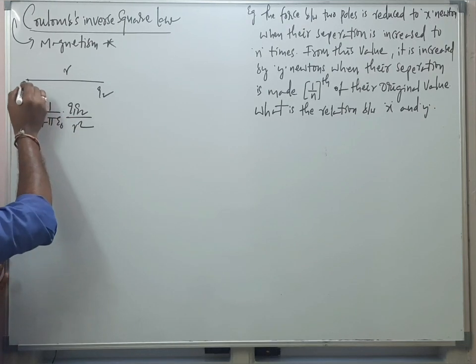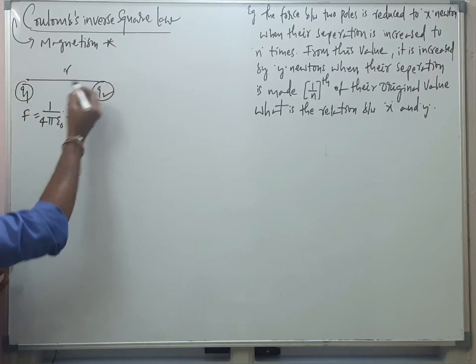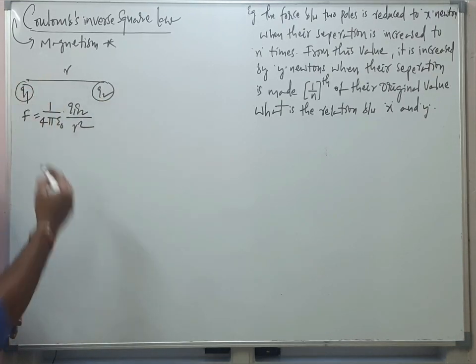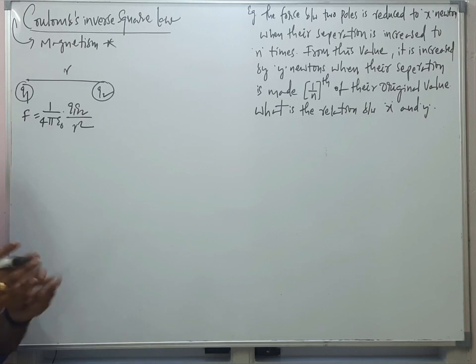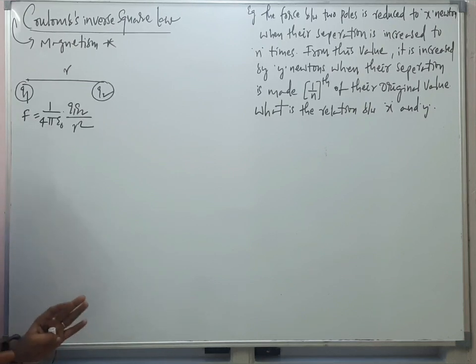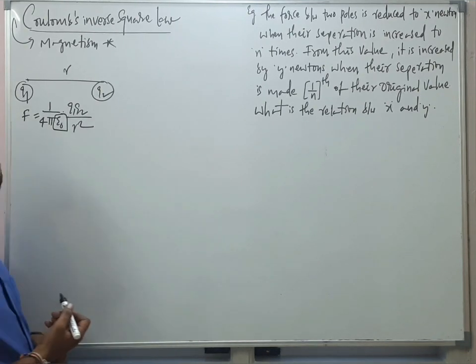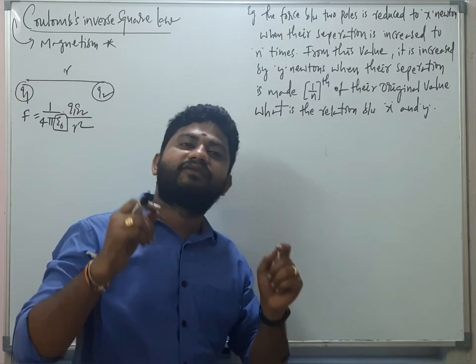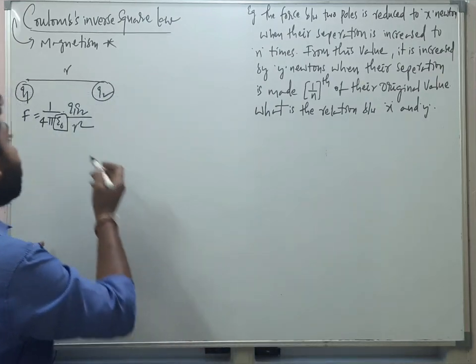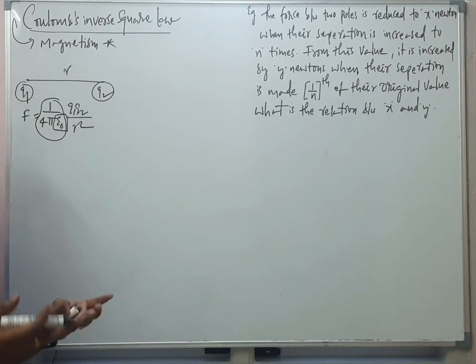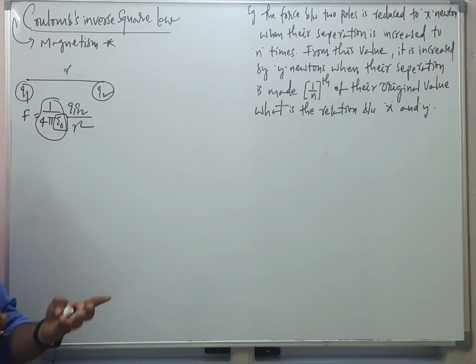Here Q1 may be positive or negative, or both may be positive, both may be negative. So a number of possibilities are there while considering the charges. And what is this epsilon naught? It is the permittivity of free space. And you know the value of K, which is 1 by 4 pi epsilon naught, 9 into 10 raised to 9 Newton meter square per Coulomb square.